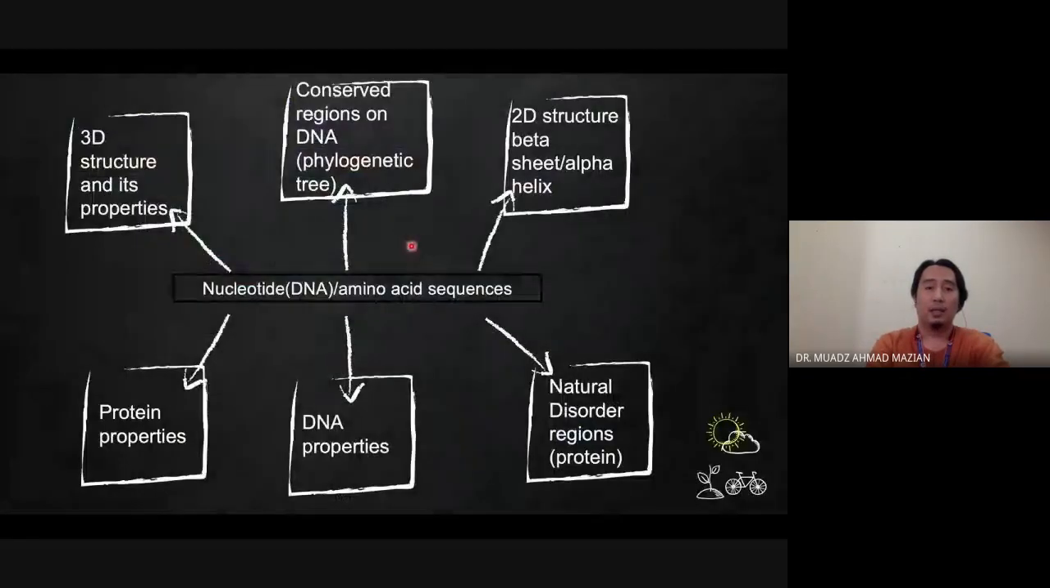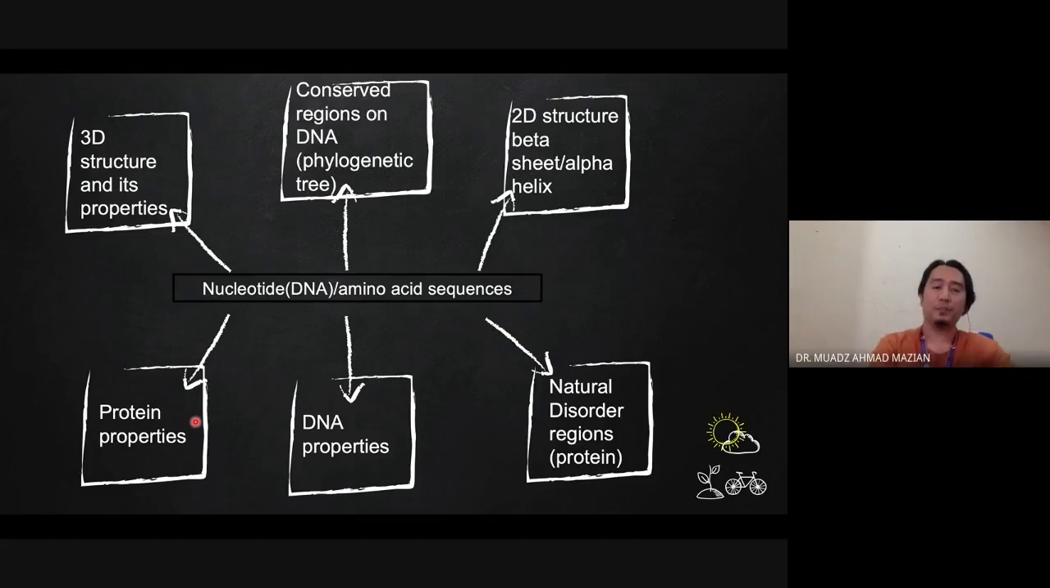Okay, so I'm almost at the end of my presentation. Next is nucleotide DNA amino acid sequence. So for example, you have a nucleotide sequence yang you nak work with, or you have amino acid sequence yang you want to work with. From this sequence, you boleh extract out banyak information with a single click. Single click tu masuk di internet lah. So you don't have to go to lab at all.